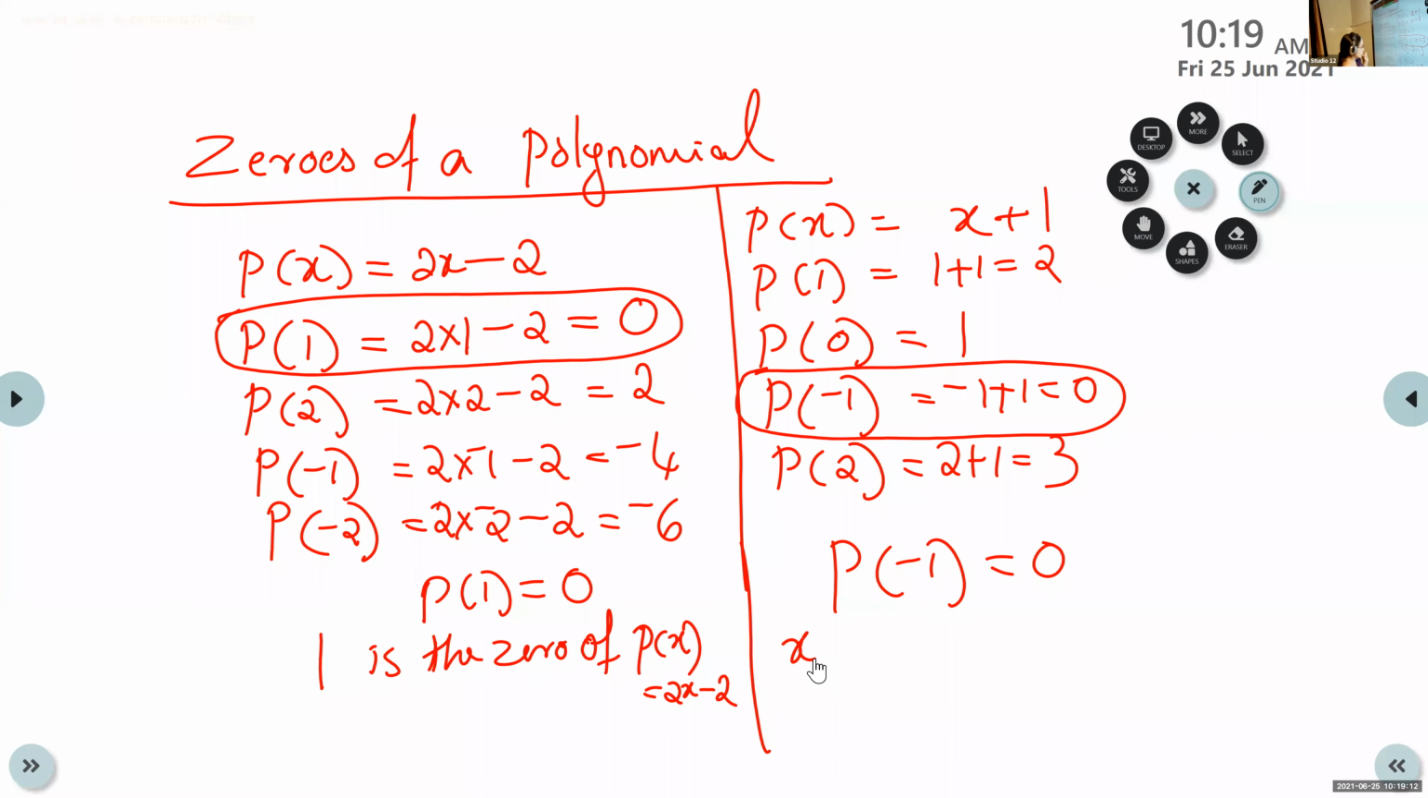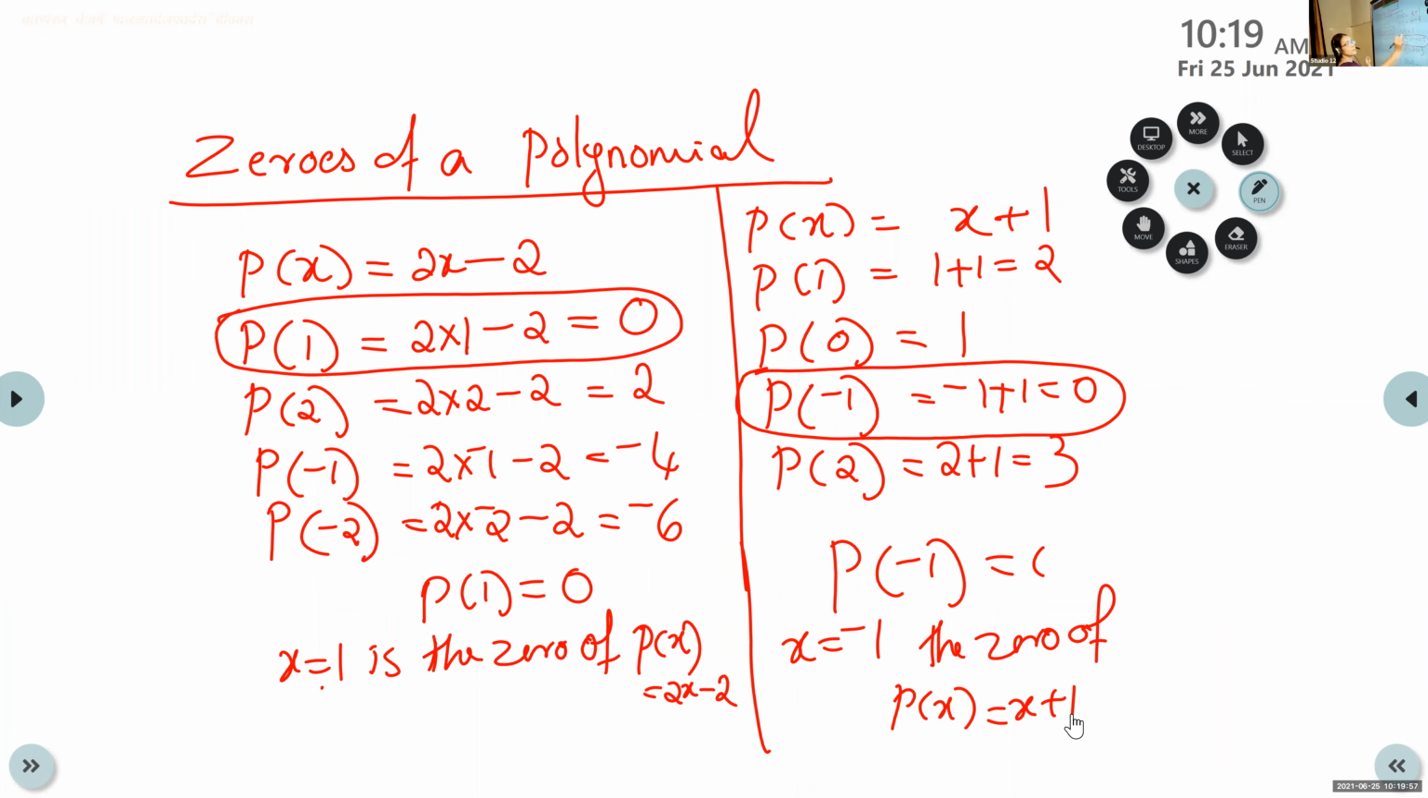And here x equal to minus 1. Here x equal to 1. When we give 1 for x, we are getting 0. So x equal to 1 is the 0 of this polynomial 2x minus 2. And here, when we give x equal to minus 1, we are getting 0. The value of the polynomial becomes 0. So here x equal to minus 1 is called the 0 of P of x equal to x plus 1. Is it clear? What is 0? 0 of a polynomial means it is the value.